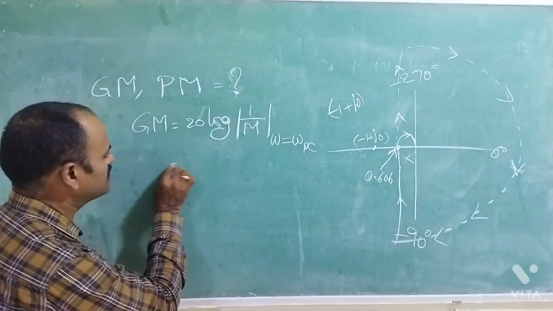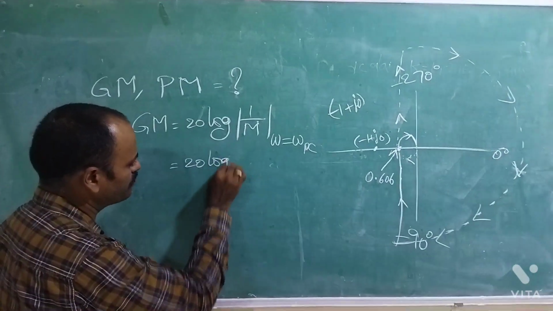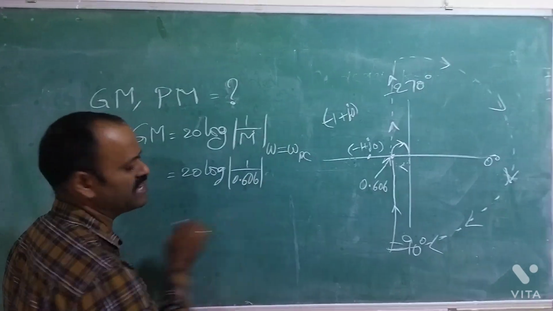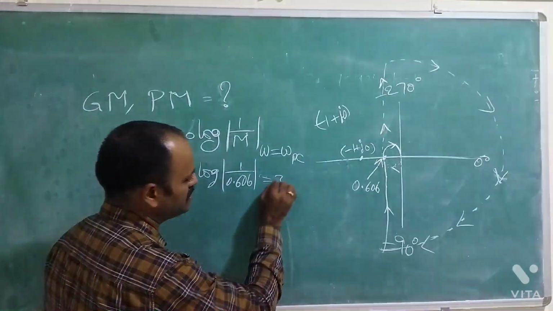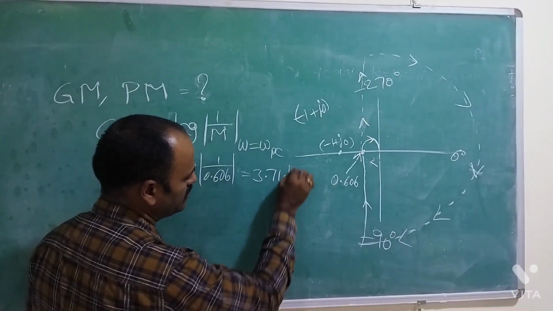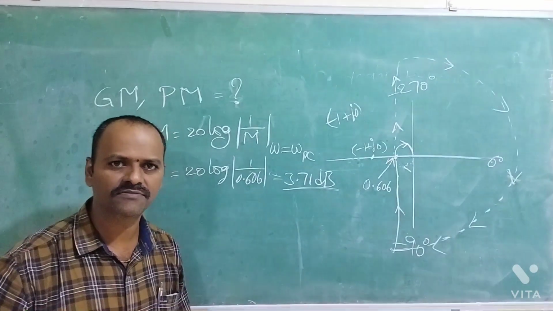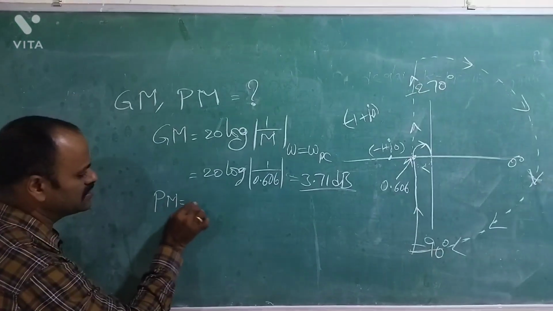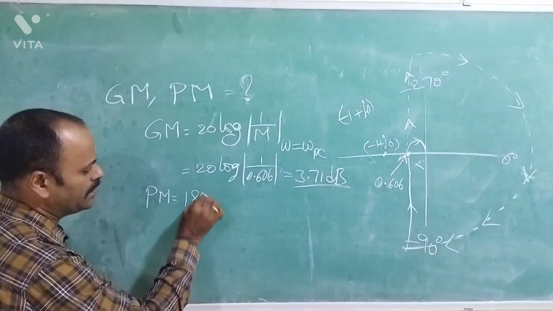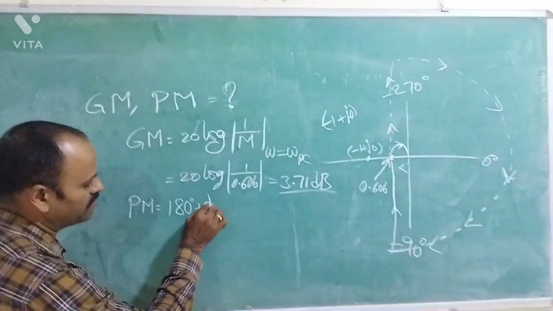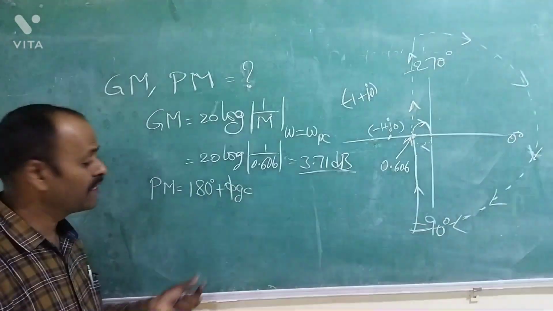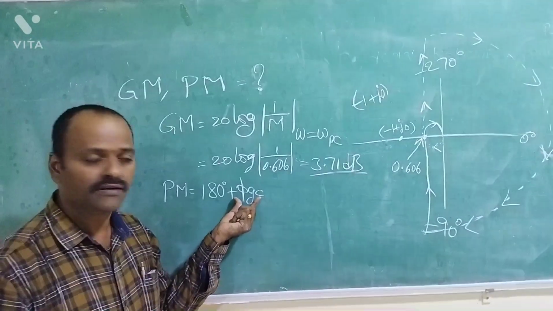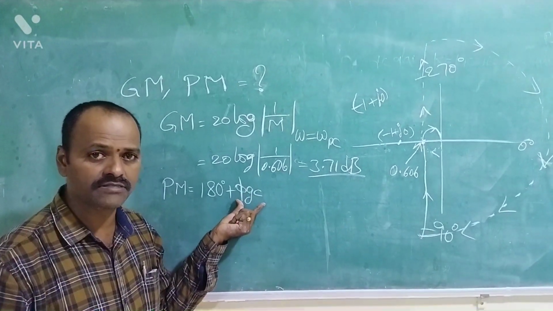So gain margin is equal to 20 log of 1 by 0.606. For this we get 3.71 dB. This is the gain margin. And coming to the phase margin, it is equal to 180 plus phi GC. What is phi GC? That is the phase at the gain crossover frequency.